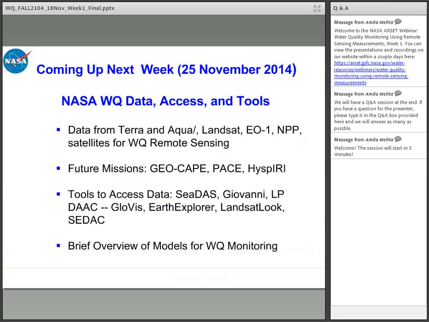So this brings us to our next week's session. What we will do is talk about Terra, Aqua, Landsat, EO-1, and NPP satellites and sensors. We will talk about a few future missions, but mostly we will focus on tools to access some of the data sets that can be used for looking at water quality in a particular region. So these are some of the tools that we will be looking at. And very briefly, we will also talk about models used for water quality monitoring. So combining observations, how models are used to either diagnose or sometimes even predict water quality.